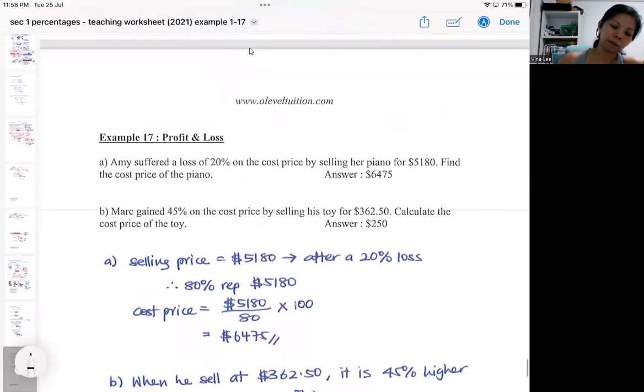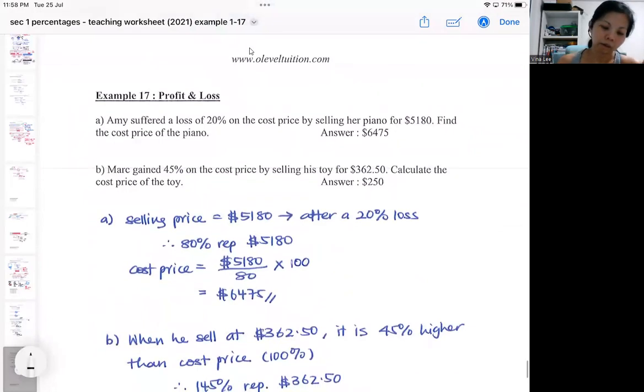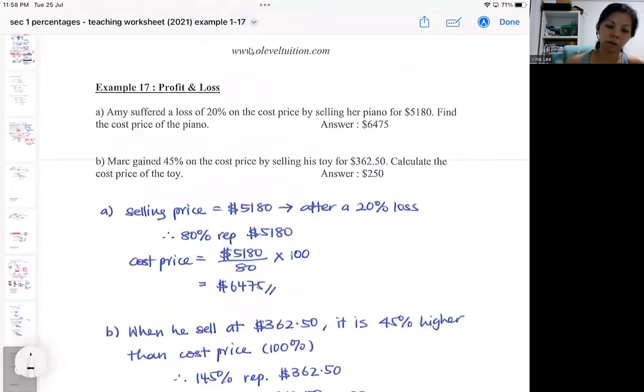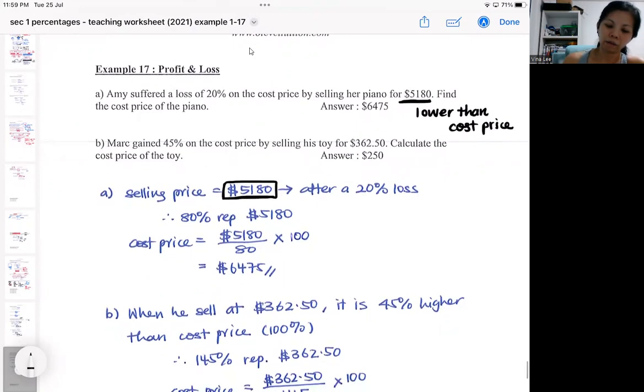Okay, in another example here, we twist the idea around. In 17A, Amy suffered a loss of 20% on the cost price by selling her piano for 5,180. That means this selling price is actually lower than the cost price, and that's how she makes a loss. So the selling price is 5,180 and she makes a loss. This 5,180 is after the 20% loss.